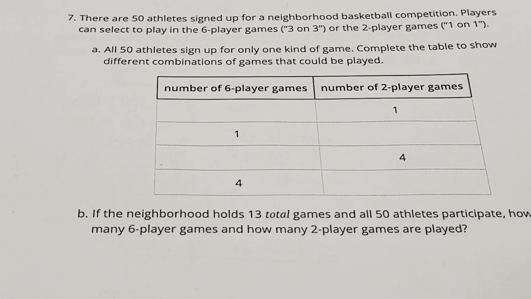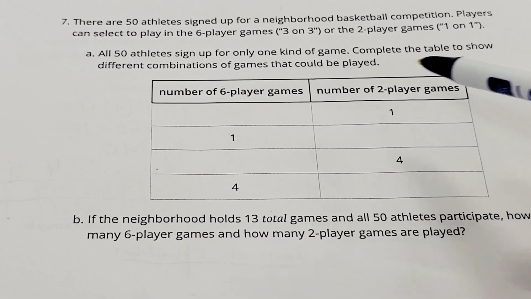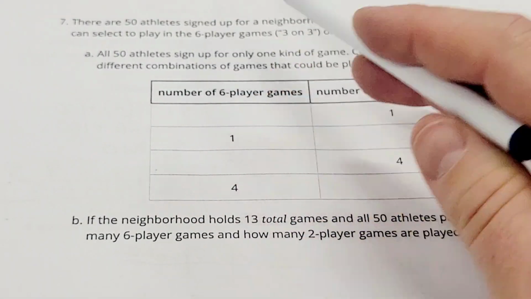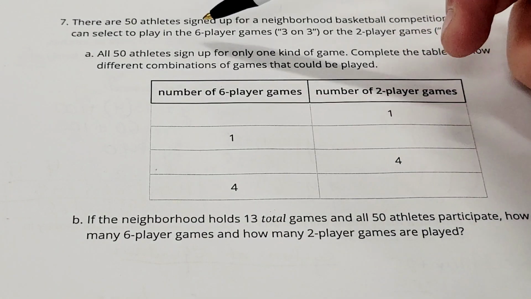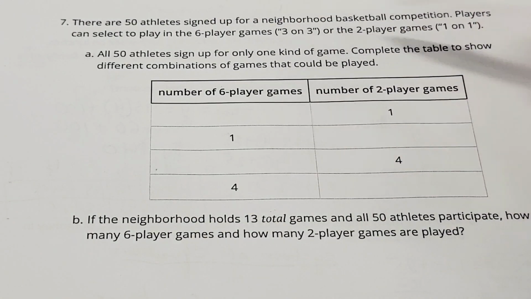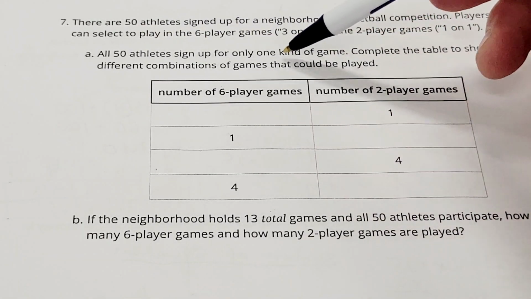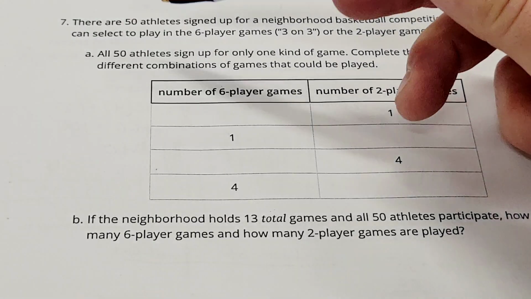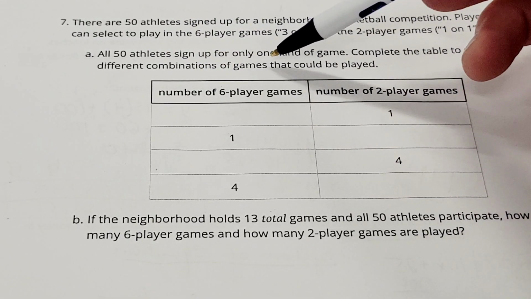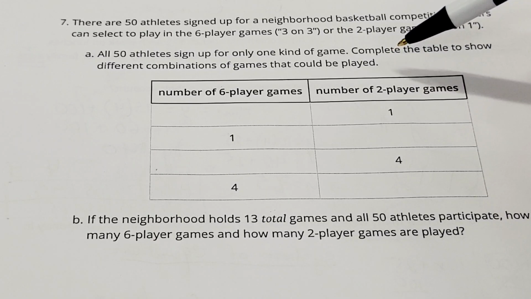Number 7, and this is again kind of the big complicated one. You have to come up with a little bit more random equations for this one and fill out a table. So there are 50 athletes signed up for a neighborhood basketball competition. Players can select to play either a 6-player game, 3-on-3, or a 2-player game, which is 1-on-1. All 50 athletes sign up for only one kind of game. Complete the table to show different combinations of games that could be played.